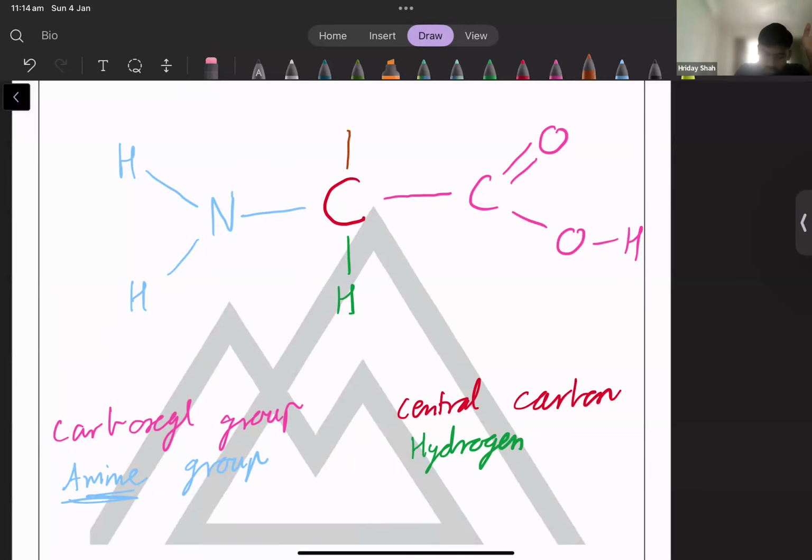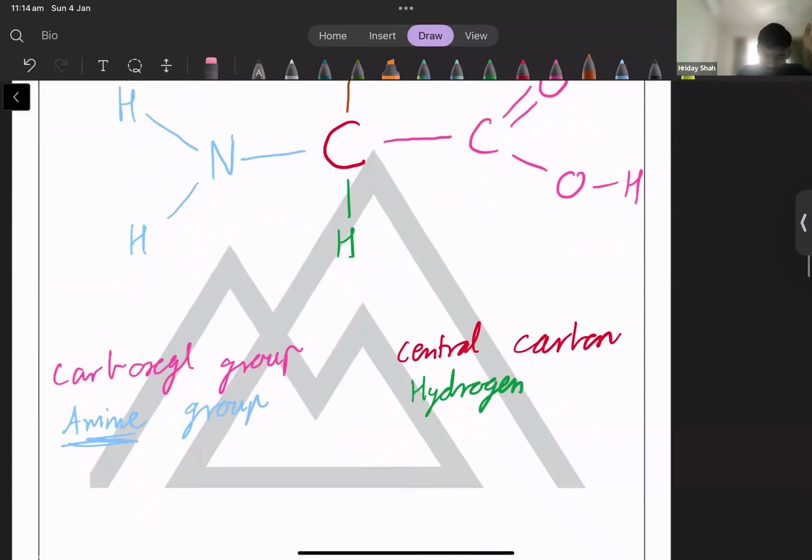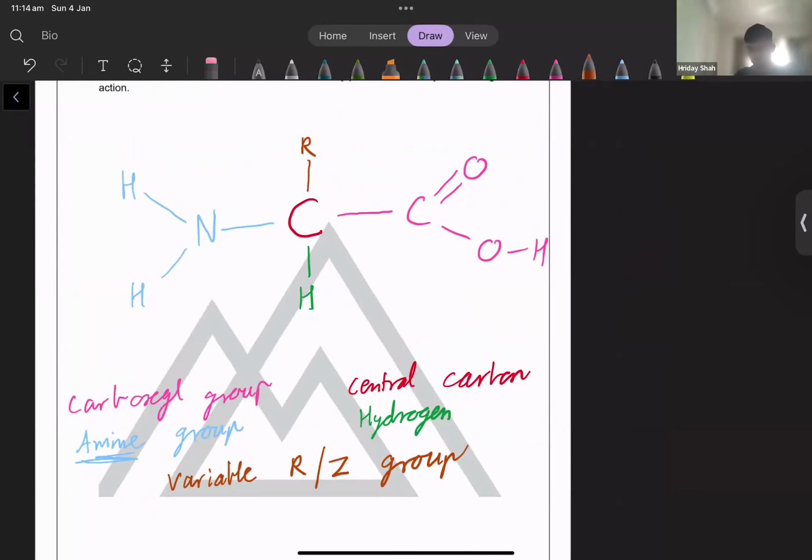And finally, to the top, we have our variable R group. You might also hear the name variable Z group. Again, synonym, same name, use whichever one you prefer. So that's our overall structure for an amino acid, 5 groups. You do need to draw it exactly like this, right? So you can't switch the amine and carboxyl groups. Carboxyl is always on the right, amine is always on the left. There's no exceptions to that.